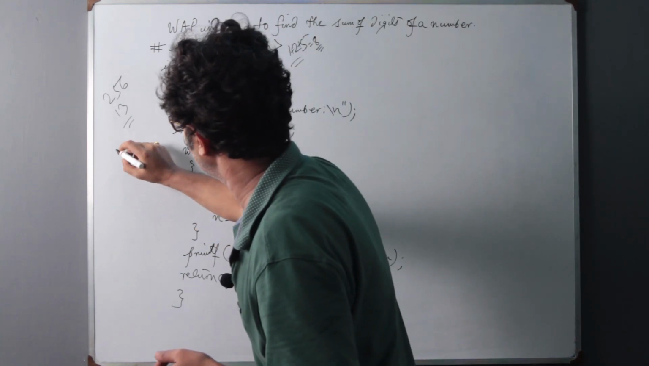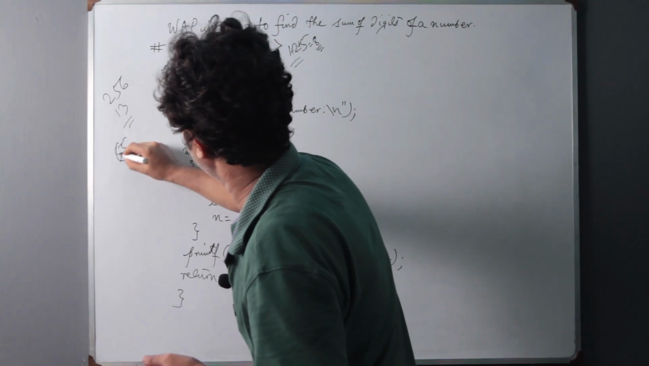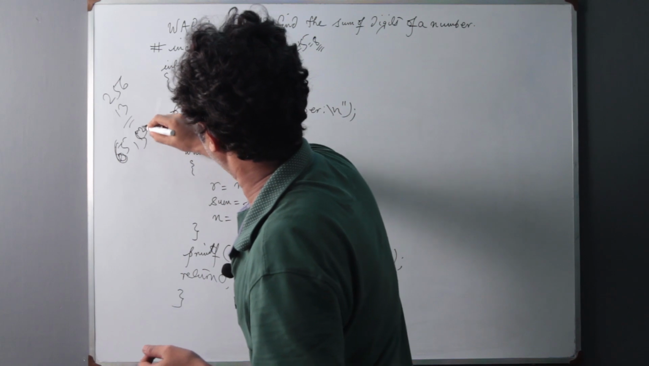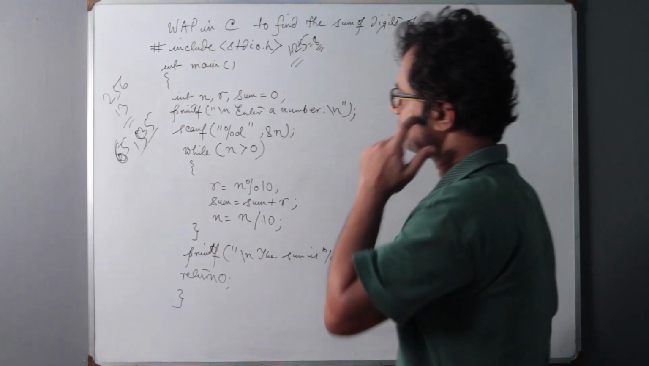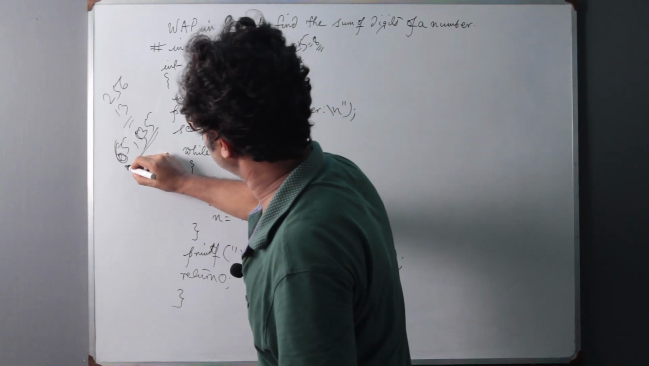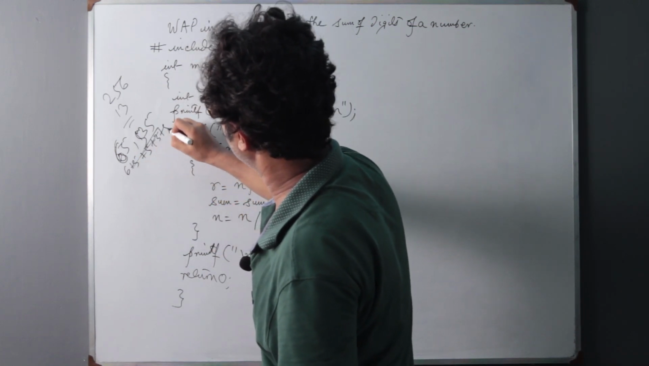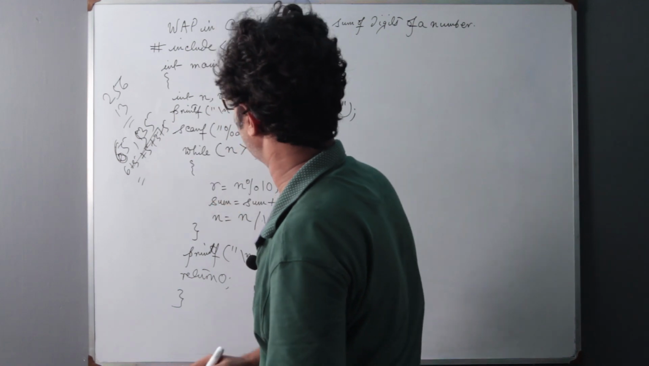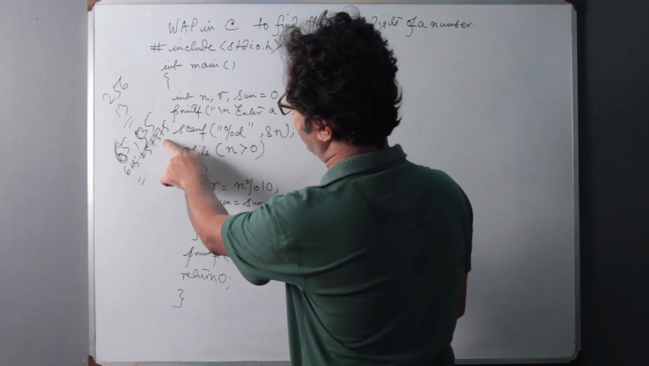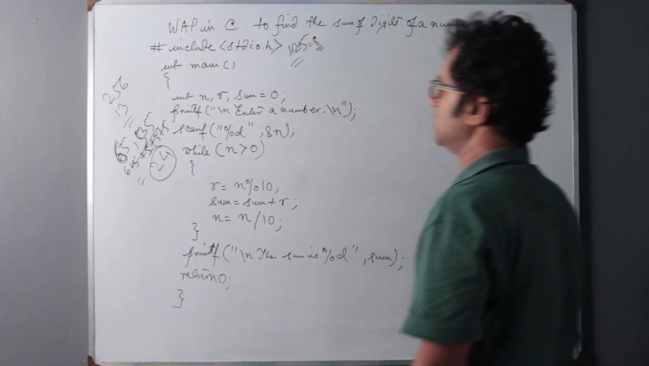Suppose the user gives a very large value like 65,535. So it is a fairly large number. This 6 plus 5 plus 5 plus 3 plus 5, whatever the sum is, will be printed. 6 plus 5 is 11, plus 5 is 16, 19, 24. So this 24 will be our answer.